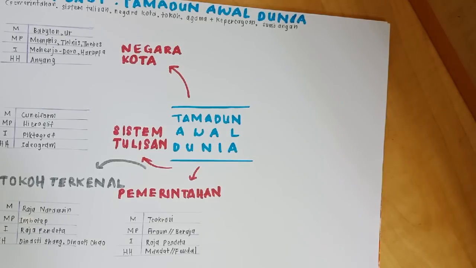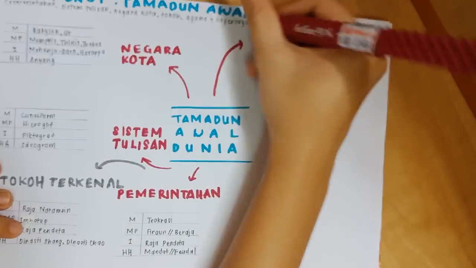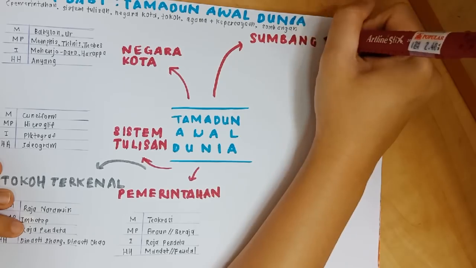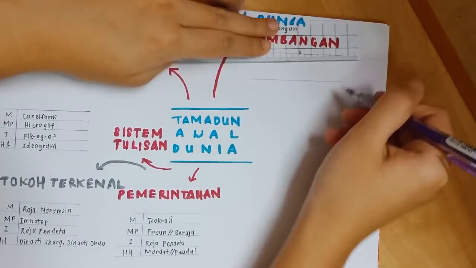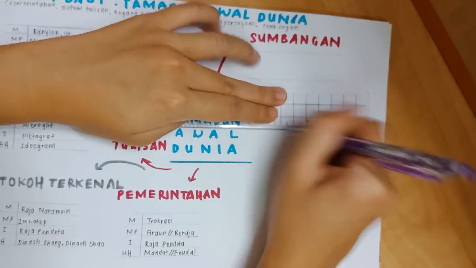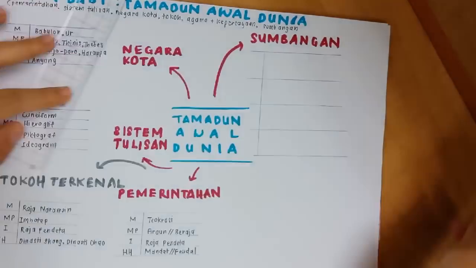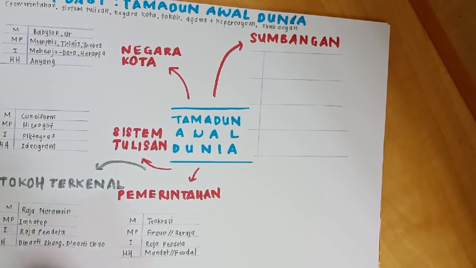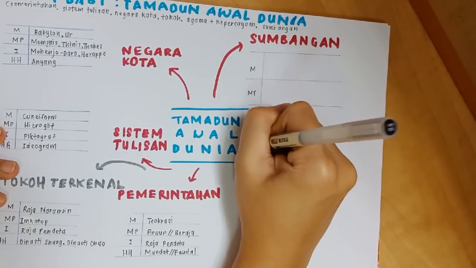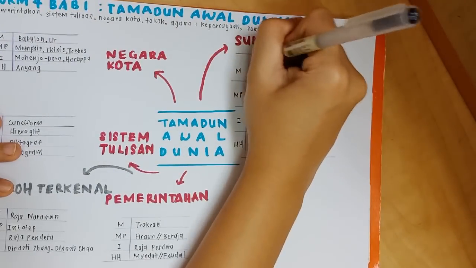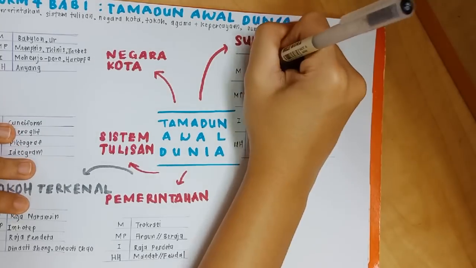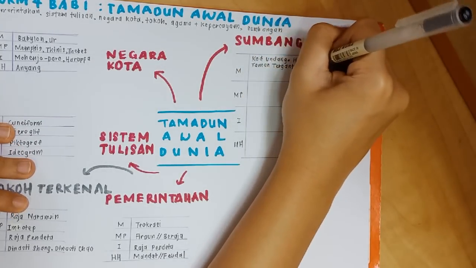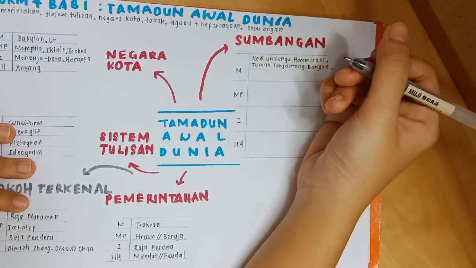We have two more things left, which are Sumbangan and Agama. And we'll go ahead with Sumbangan first. So we're going to list down 3 things for each tamadun. So 3 Sumbangan for each tamadun. So again with the table. And for Mesopotamia, the Sumbangan is Code Undang-Undang Hammurabi, Taman Tergantung Babylon, Epic Gilgamesh, and Penciptaan Roda.